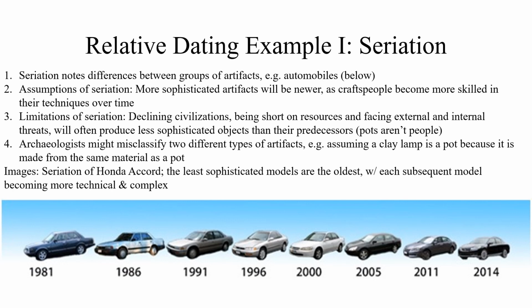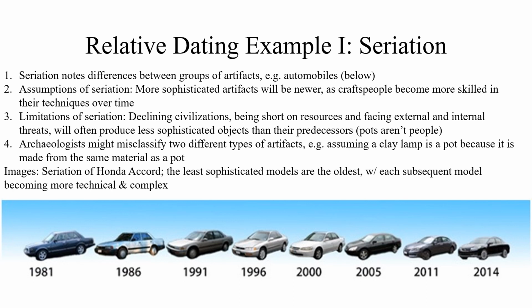We'll begin our discussion of relative dating by talking about seriation, which is one of the most common forms of relative dating used by archaeologists. And seriation basically notes differences between groups or categories of artifacts. For example, automobiles, see below. An archaeologist living 1,000, 2,000 years from now might dig up long abandoned automobiles and try to classify them and identify which one is the oldest and which one is the newest.